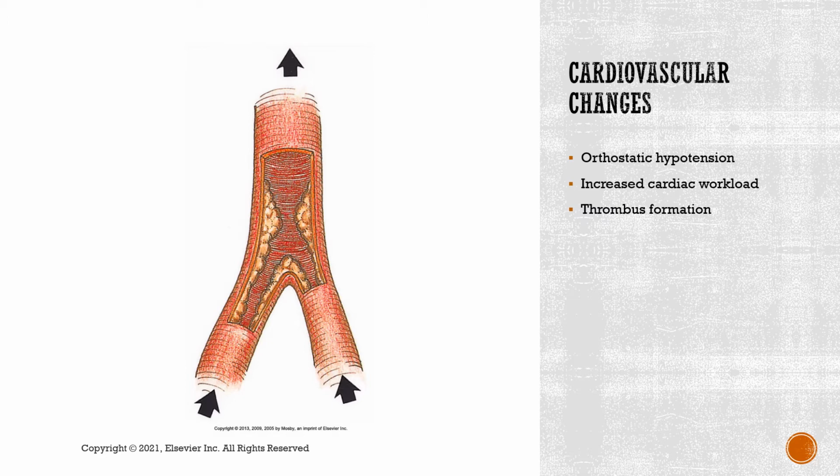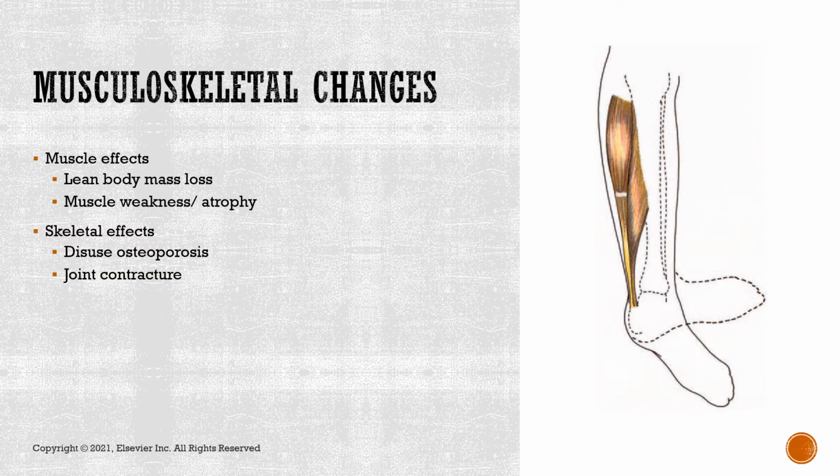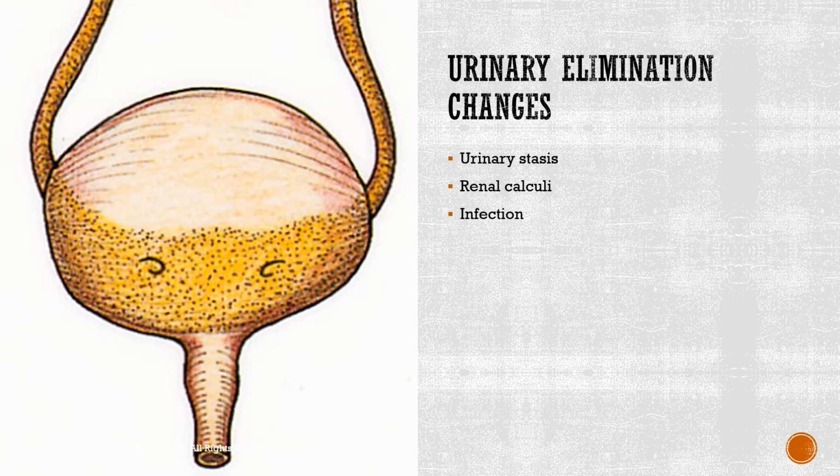Cardiovascular changes: orthostatic hypotension, increased cardiac workload, and thrombus formation. Musculoskeletal changes, muscle effects: lean body mass loss, muscle weakness and atrophy. Skeletal effects: you can get disuse osteoporosis and joint contracture. Urinary elimination changes: we can get urinary stasis, renal calculi, and they're more prone to infection of the urinary tract.